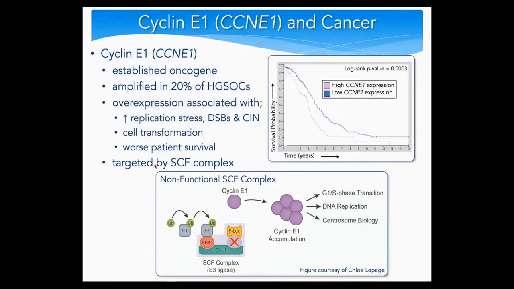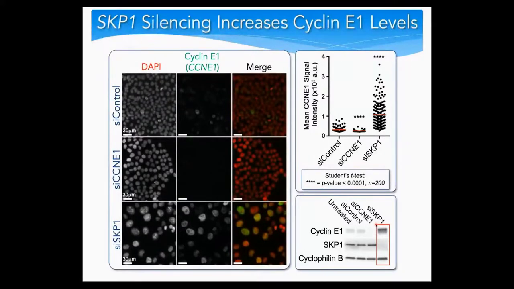So I already alluded to it earlier on. Cyclin E1 is indeed targeted by the SCF complex, at least within the literature. So what we think is going on is this SCF complex is no longer functional due to the loss of SCIP1 expression. As a result, cyclin E1 does not turn over and it accumulates, and it will have implications for the G1/S phase transition or replication, as well as centrosome biology. So Laura really set out to demonstrate some of those particular issues.